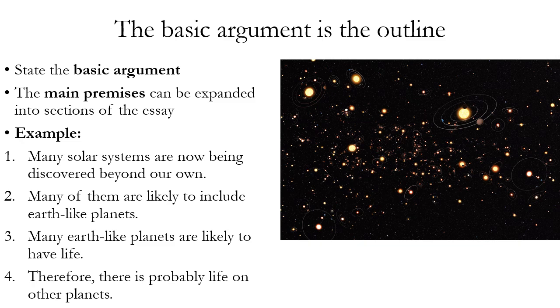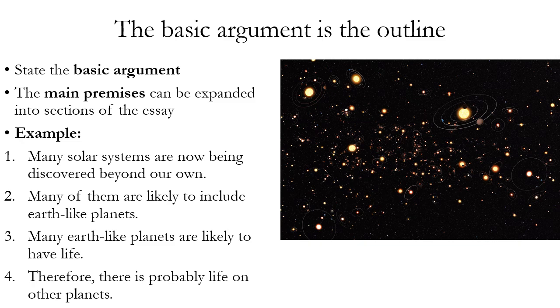So an example of this is the argument: many solar systems are now being discovered beyond our own. Many of them are likely to include Earth-like planets. Many Earth-like planets are likely to have life. Therefore, there is probably life on other planets. If you were trying to argue in this way for that conclusion, it would make sense to include a separate section or chapter for each of those main premises.